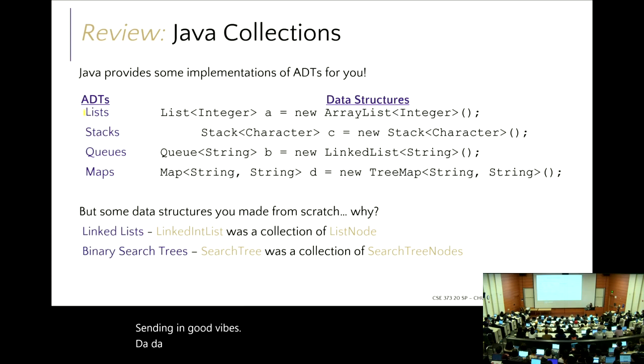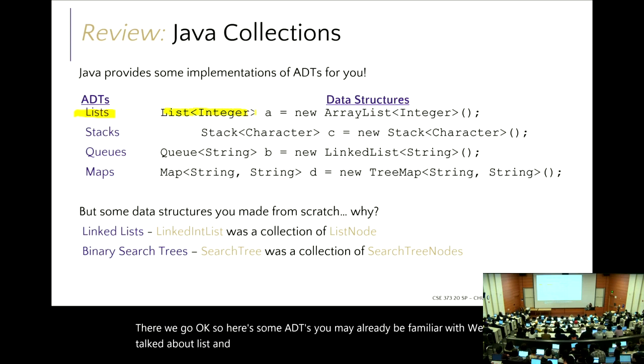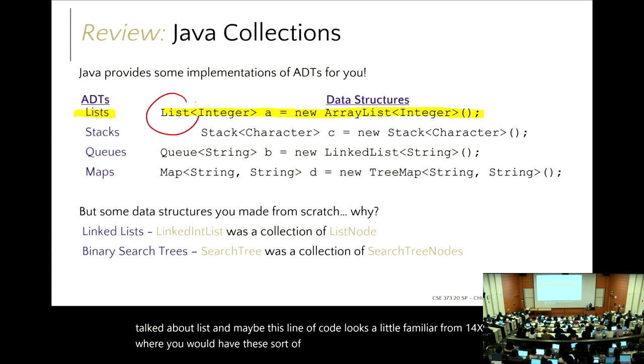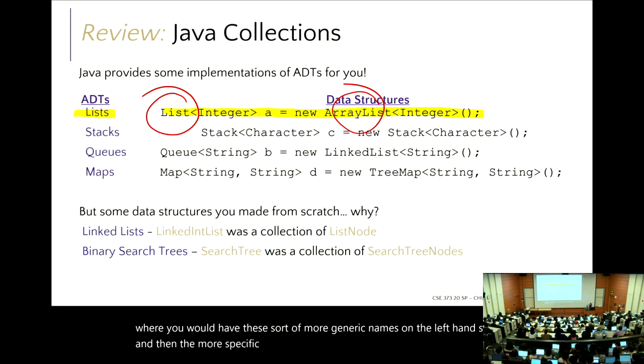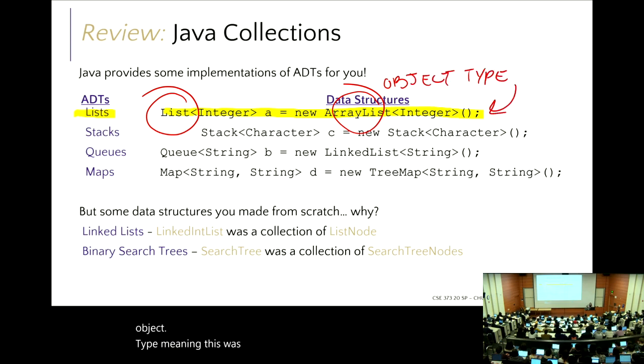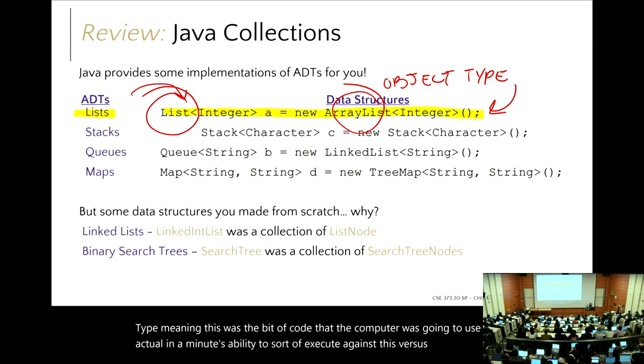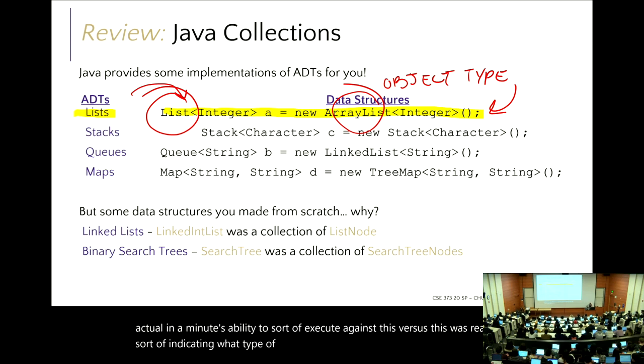There we go. Okay, so here's some ADTs you may already be familiar with. We talked about list, and maybe this line of code looks a little familiar from 14X, where you would have these more generic names on the left-hand side, and then the more specific names on the right-hand side. This is the specific object type, meaning this was the bit of code that the computer was going to use in its ability to execute against this, versus this was really indicating what type of object that is. It does technically come from inheritance, which is why you see this relationship here.